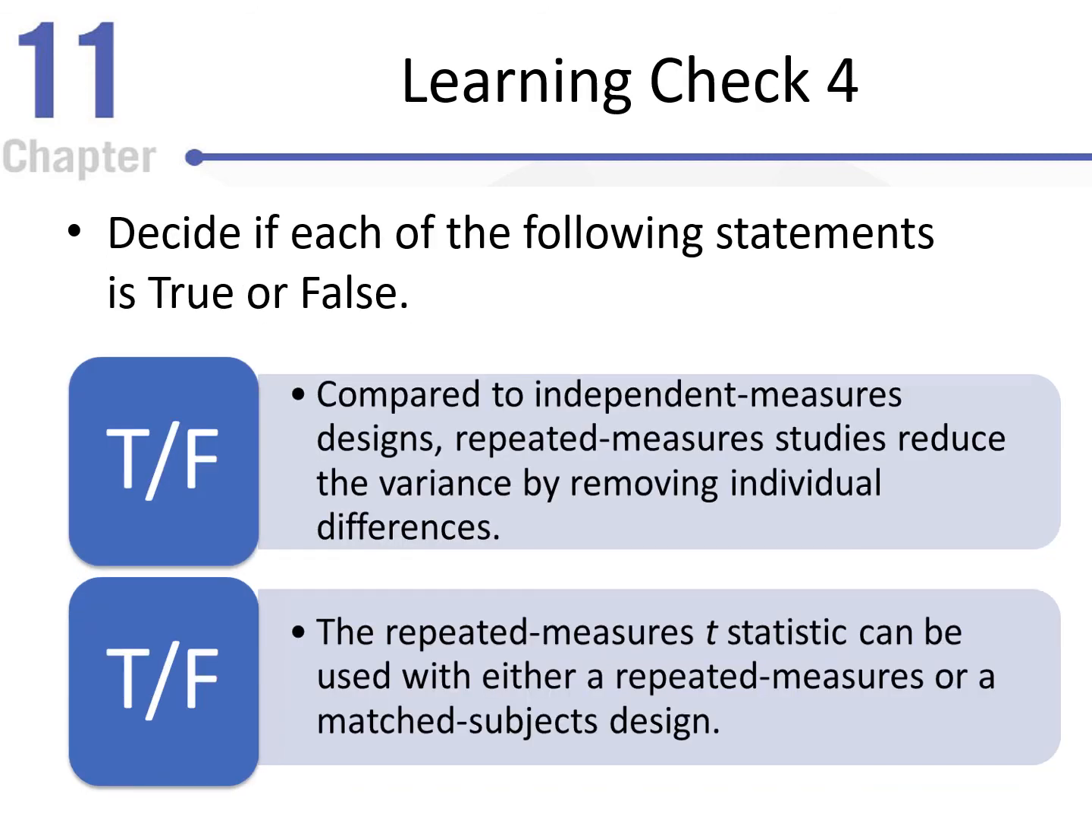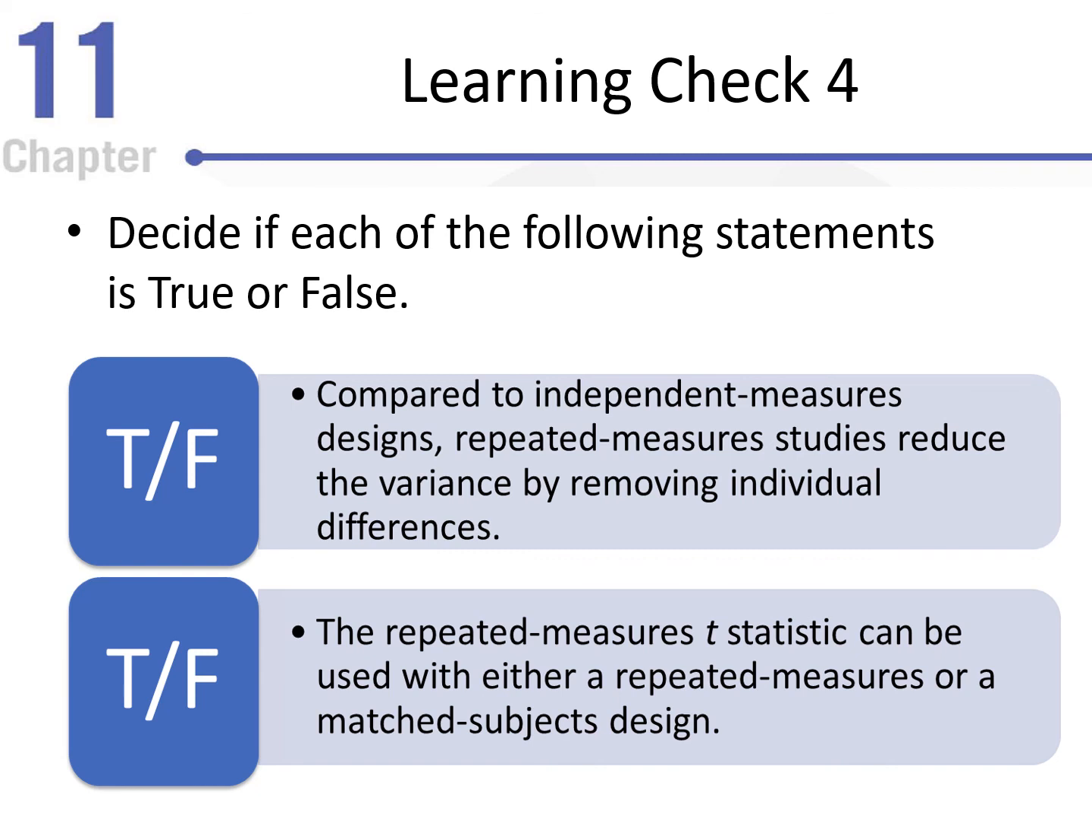Let's look at this true-false. Compared to independent measures design, repeated measures design reduces the variance by removing individual differences. That makes sense. There's less variance. If I'm using the same person in two conditions, there's less variability compared to using two different people. So that's one of the advantages of repeated measures design. And the repeated measures t statistic can be used with either a repeated measures design or match subject design. That's also true.